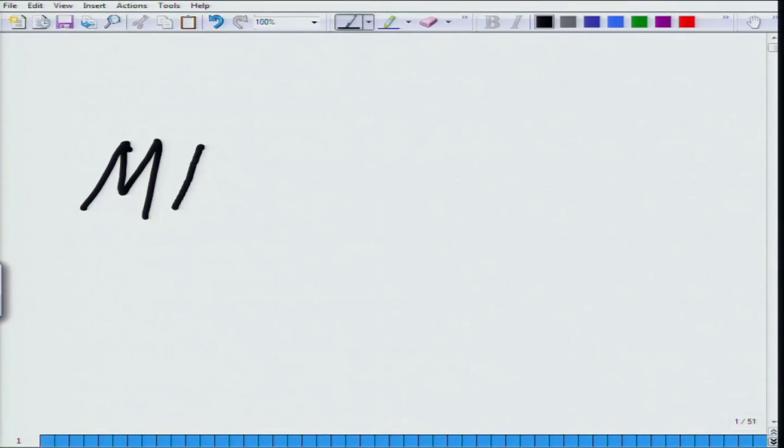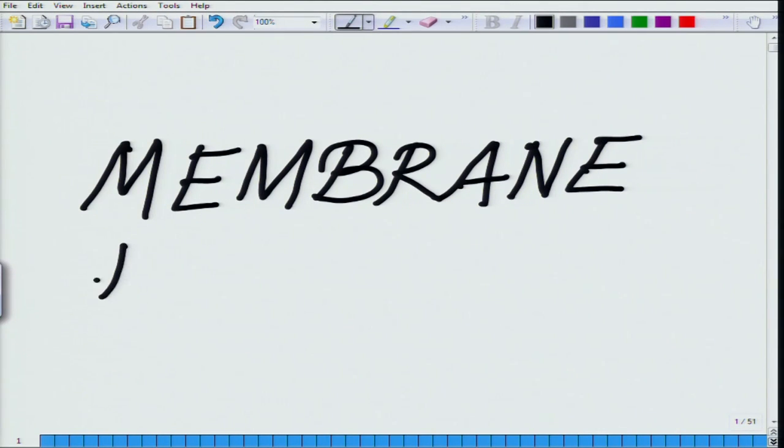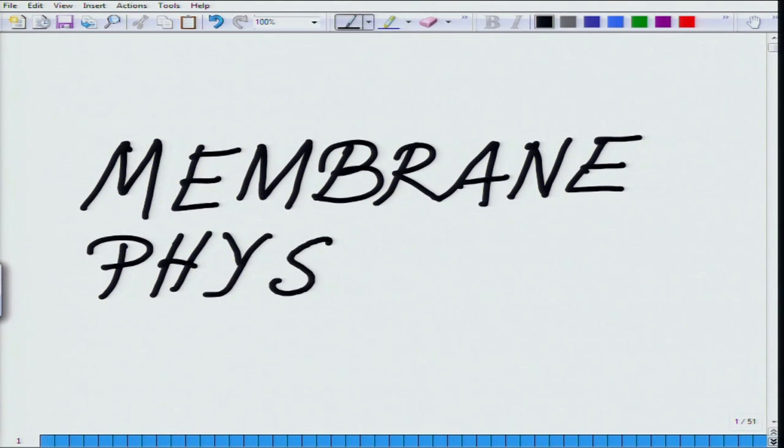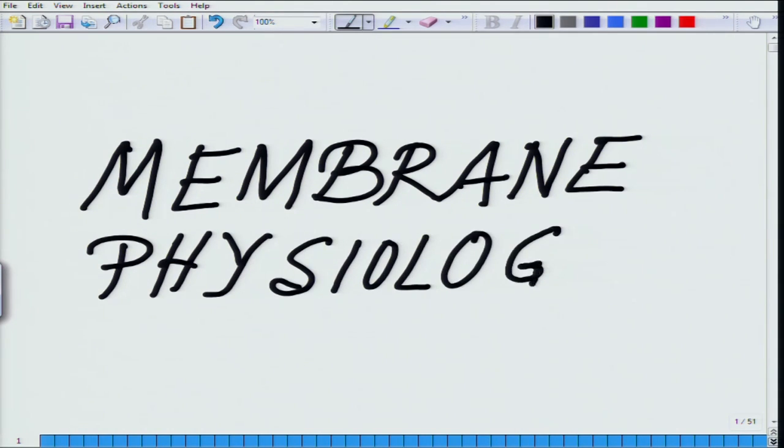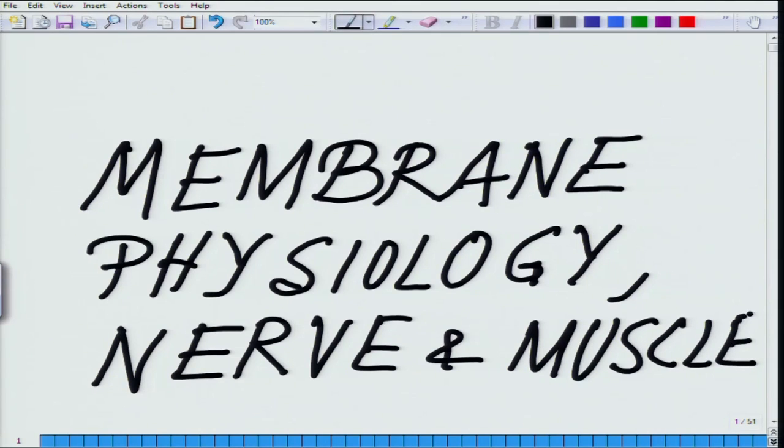So, this will be the first lecture of section 2, and our section 2 is about membrane physiology, nerves and muscle. Okay. So, this is section 2. Membrane, which is one of the most key features of any entity, and we will be taking two examples of nerve cells and the muscle cells and their membrane phenomena. In this section we will be covering three lectures.